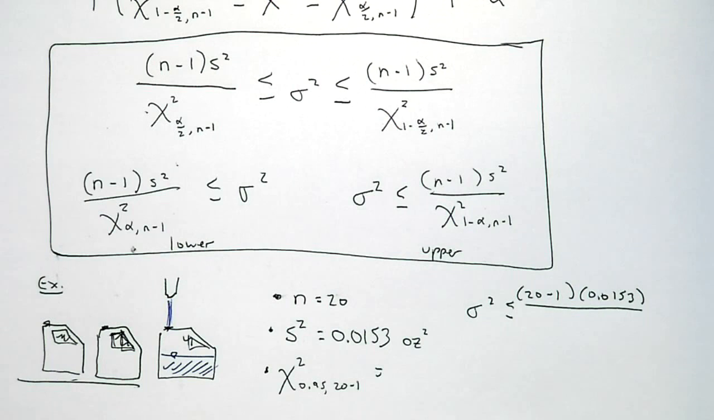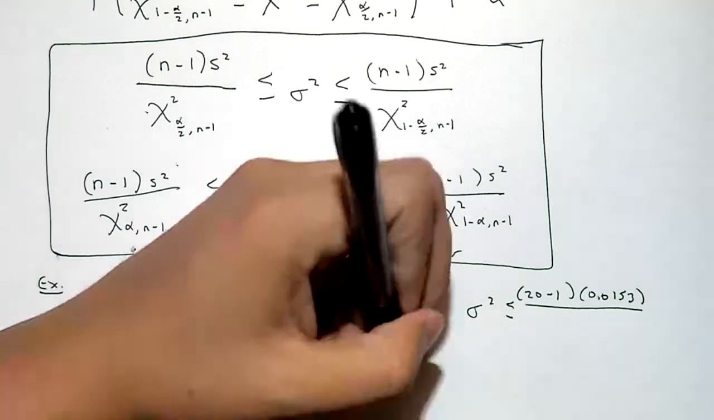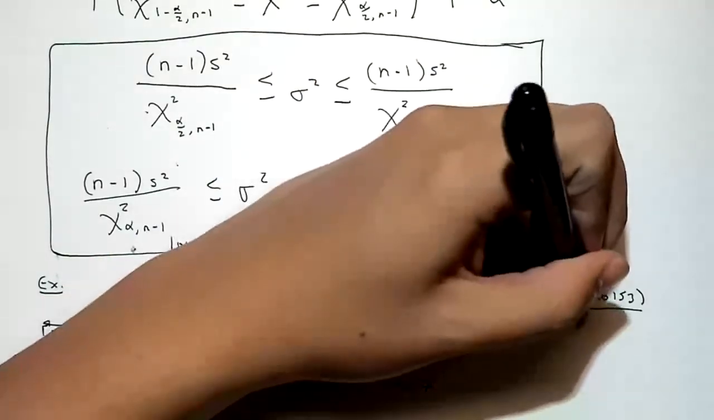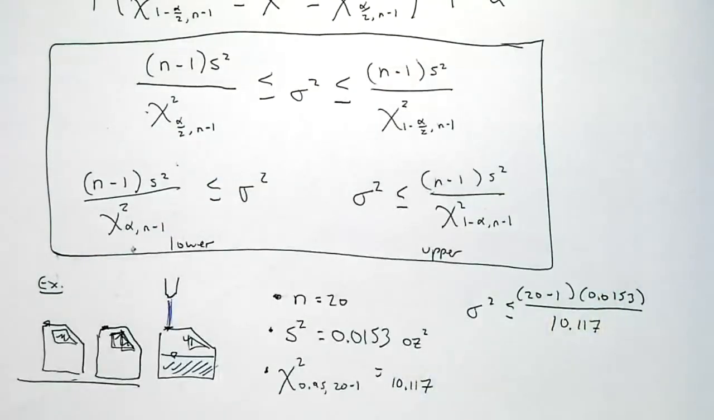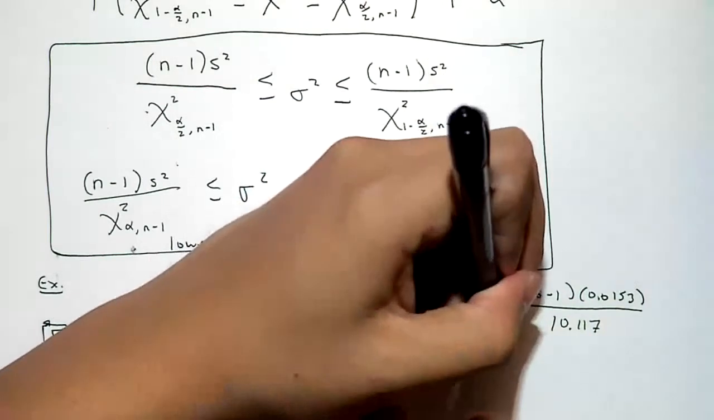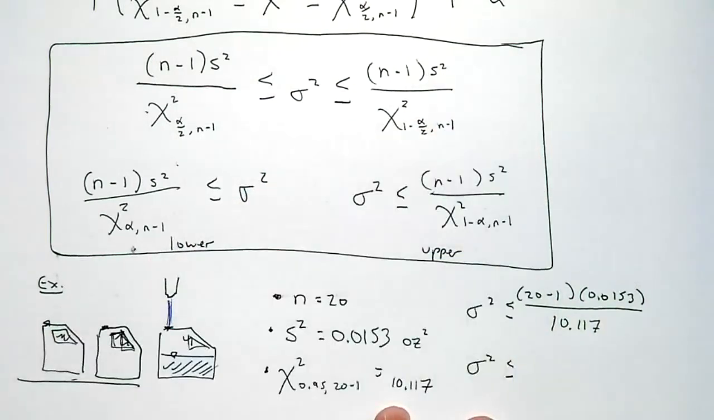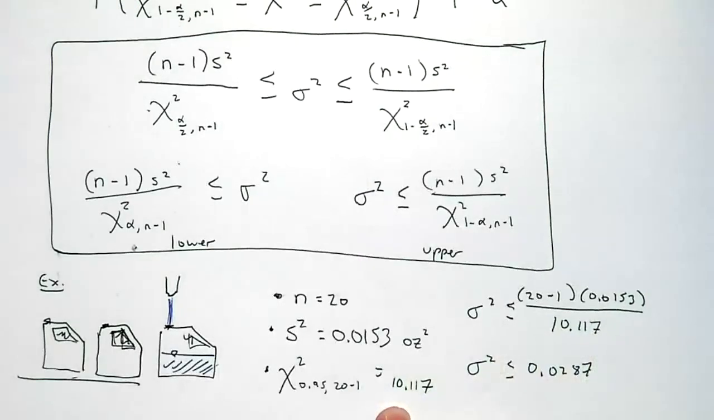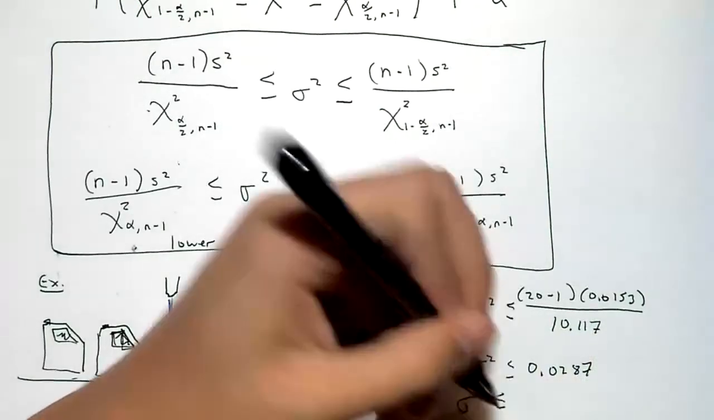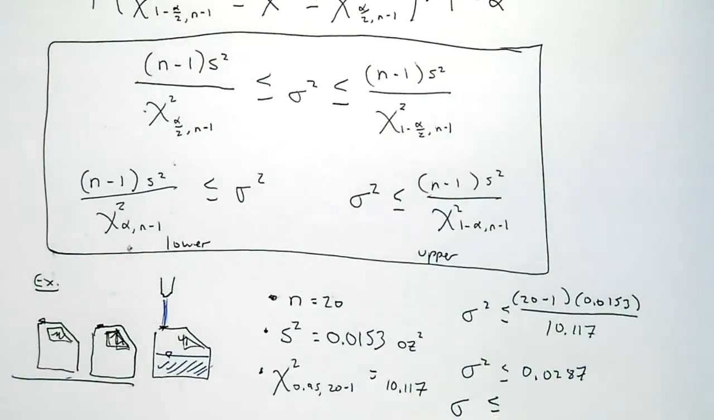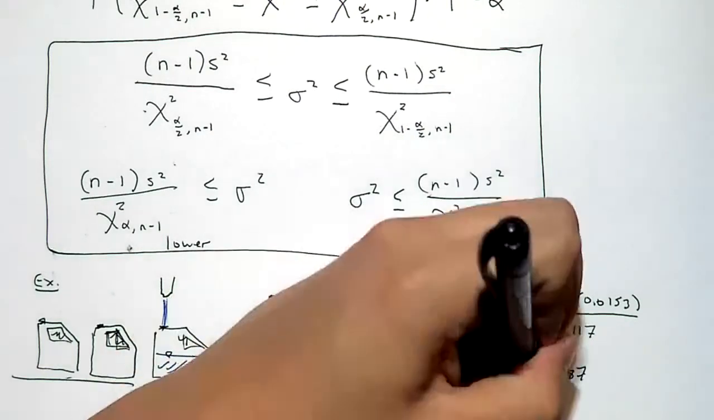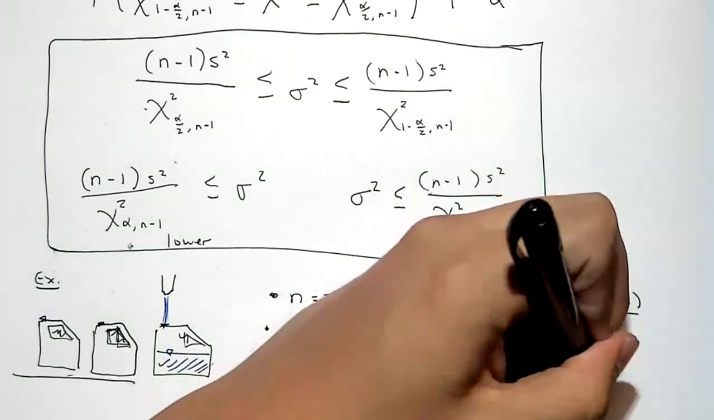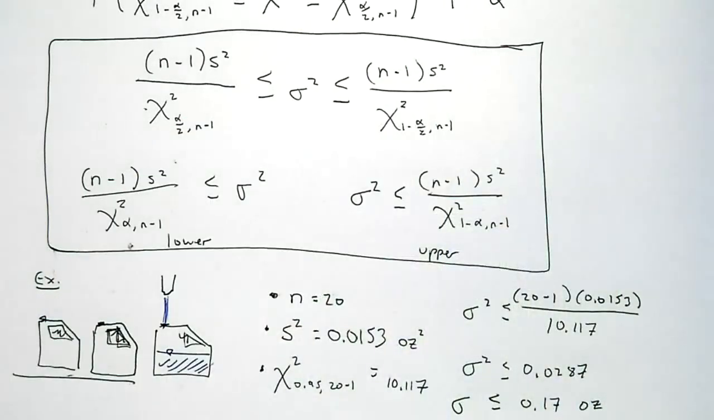All right. We have the value 10.12. I'm going to write it to 3 decimal points, so 10.117. And now by just solving mathematically, we get that our variance has to be less than or equal to 0.0287. Of course, by definition, that tells me that my standard deviation will have to be less than or equal to 0.17. The units of variance were ounces squared, so my standard deviation will be 0.17 ounces.